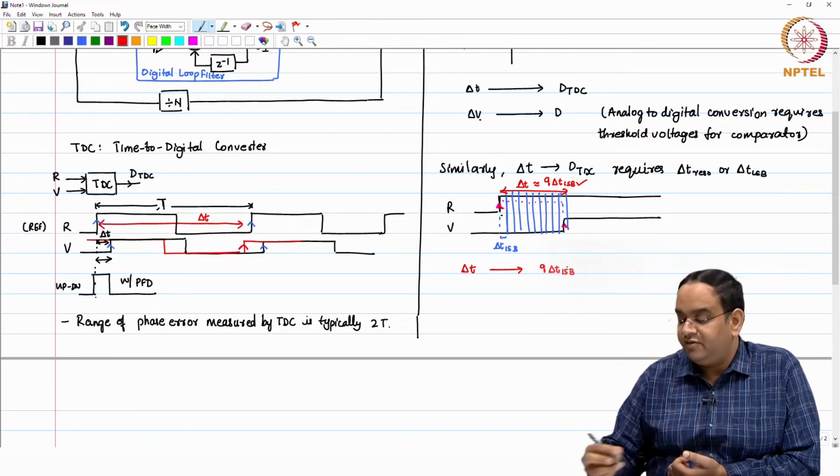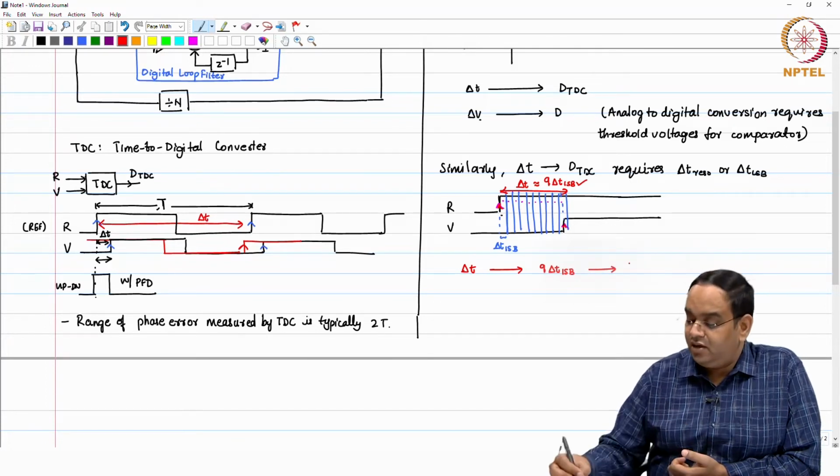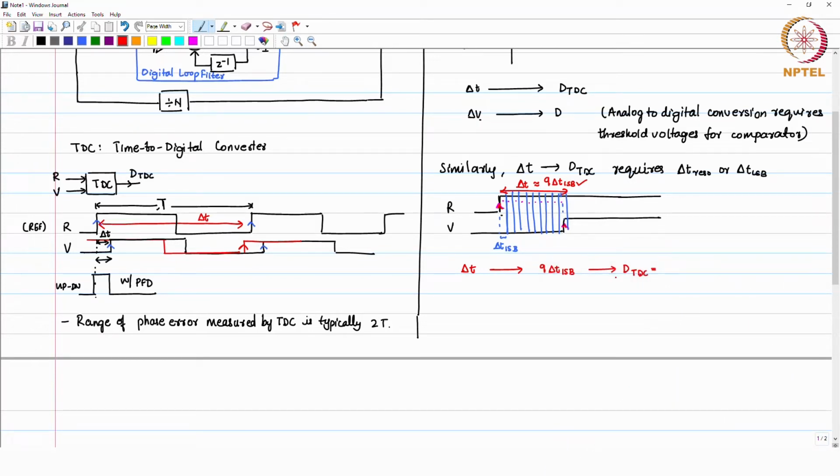So, if there is some information about delta T LSB, then taking that into account, I can say my DTDC is nothing but, here let us say I am having a 5 bit word. So, I will write 5 dash B, this is just nomenclature we normally use, and this is 9 here. So, 0 1 0 0 1. So, this is the digital word, the placement values are 2 power 0, 2 power 1, 2 power 2, 2 power 3. So, the decimal equivalent is 9. So, this is how you are going to convert.